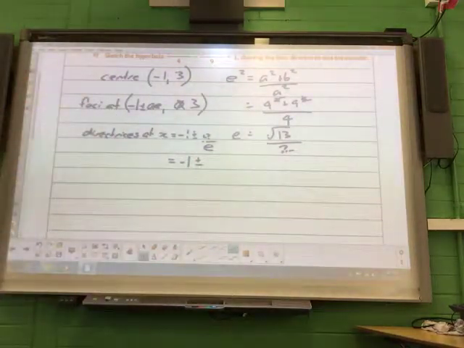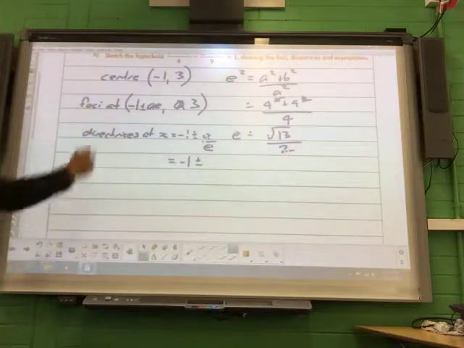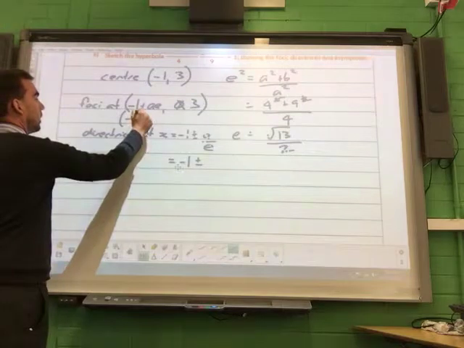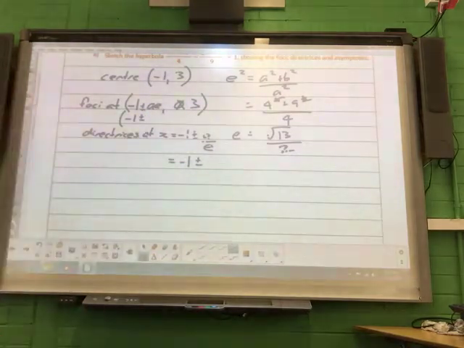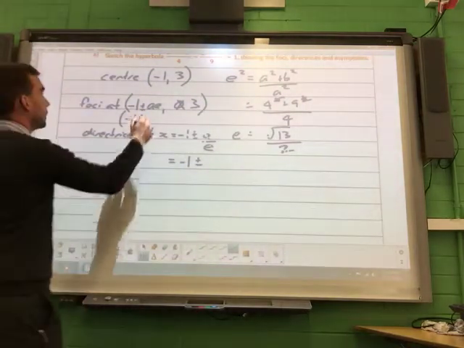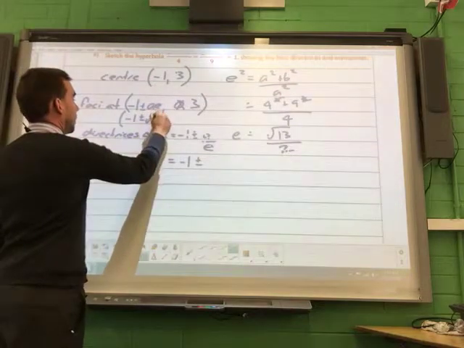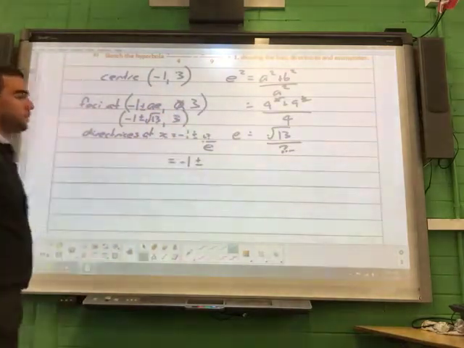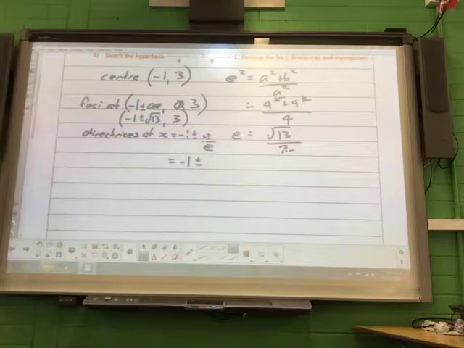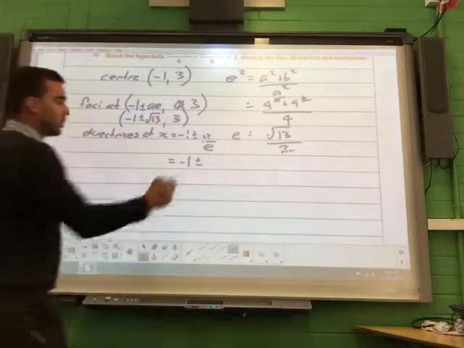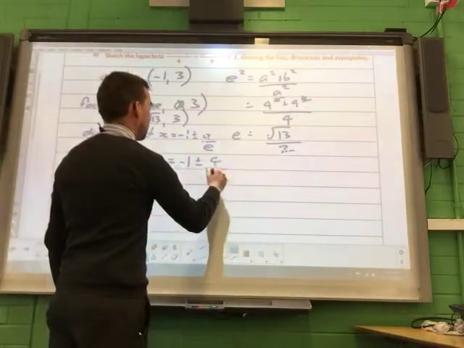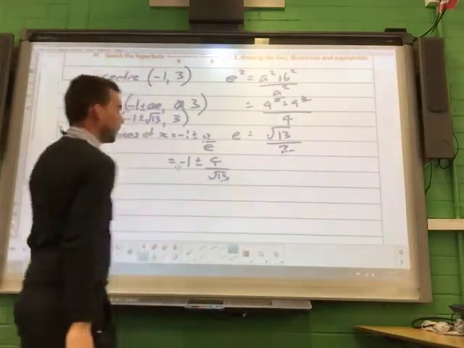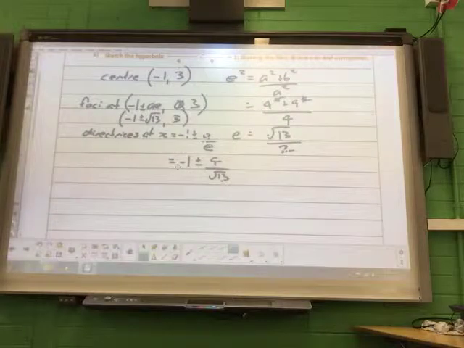So A is 2 and E is root 13 on 2. Oh, sorry, not right. -1 plus or minus A times E. So we have root 13 and 3. Let's multiply. Alright, so when we're dividing by a fraction, we're multiplying by the reciprocal. And 81 plus or minus 4 on root 13.